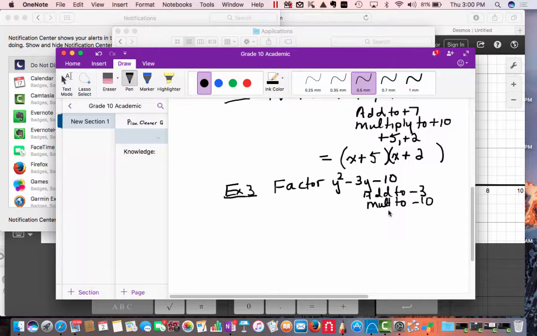Two numbers, once again, that multiply to negative 10. One's got to be a positive, one's got to be a negative. Because they add to negative 3, the larger of those two numbers has to be the negative. So the numbers that work are negative 5 and positive 2, which is going to give us the two brackets. y in each bracket, and then the numbers you found, minus 5 and plus 2. You could always check your final answer by expanding and see that you end up with the trinomial we started with.